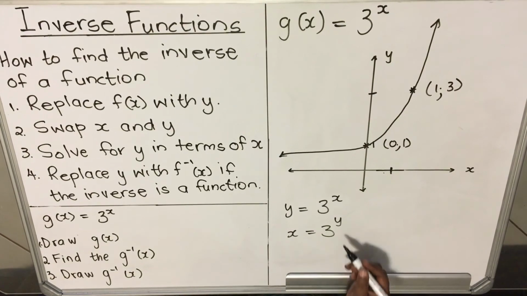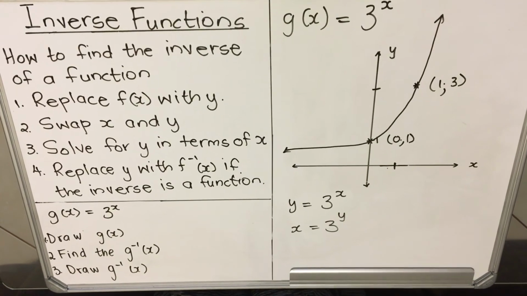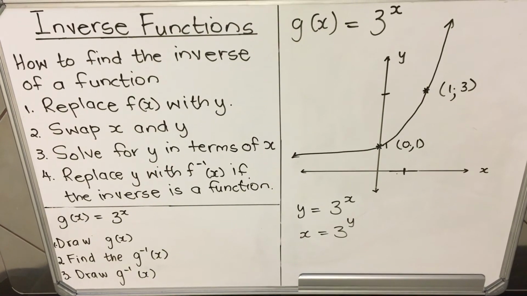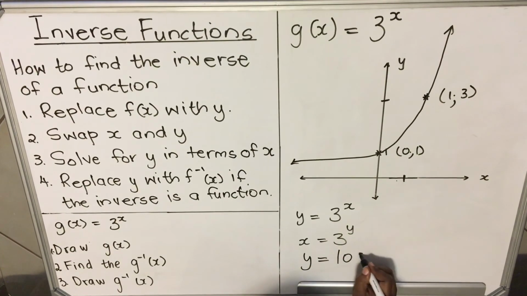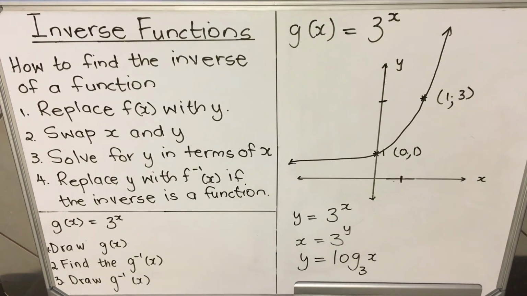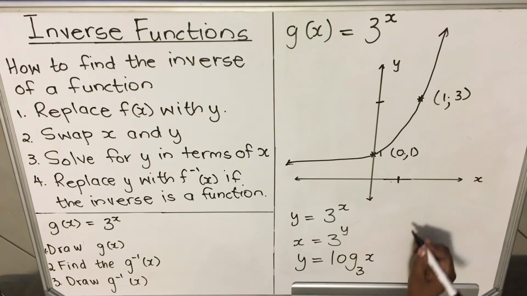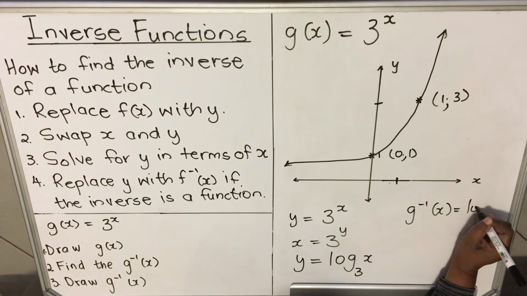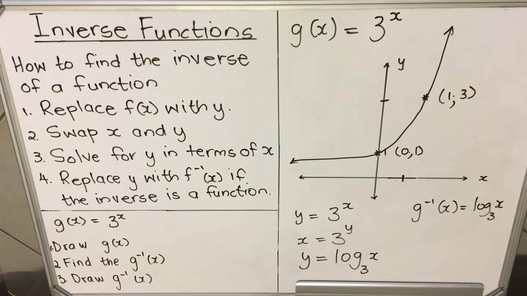And now, your y is an exponent. I want to write it in the form y equals. So you use a log. You need to remember that a log is an exponent. So my exponent y equals a log. Log, what is my base? My base is 3. Which number is left? x. This is the equation. Then I have to do the last part. Replace y with g inverse of x: log base 3 of x. This is how you write the inverse.